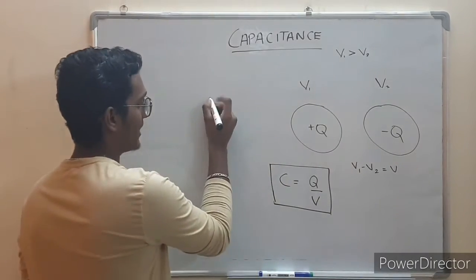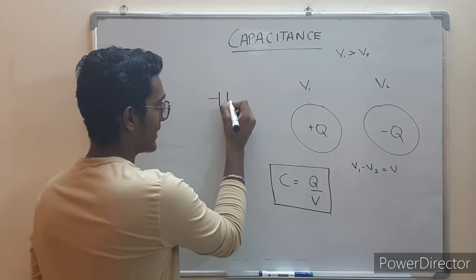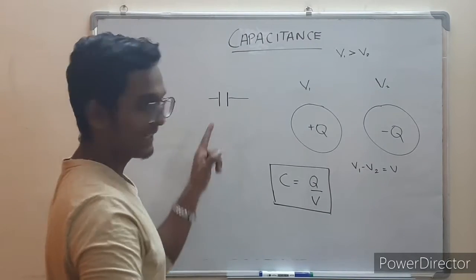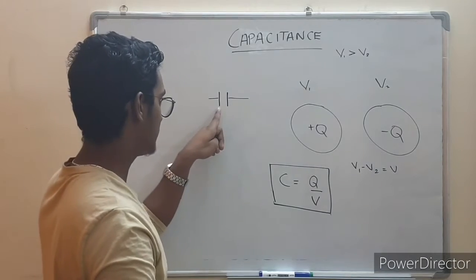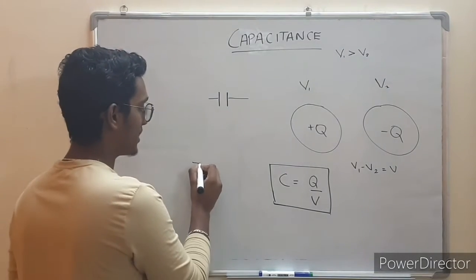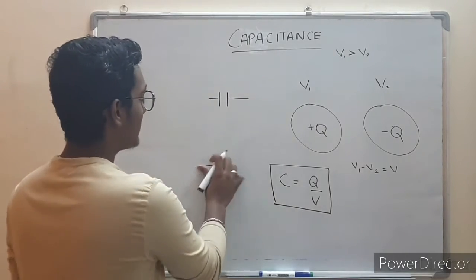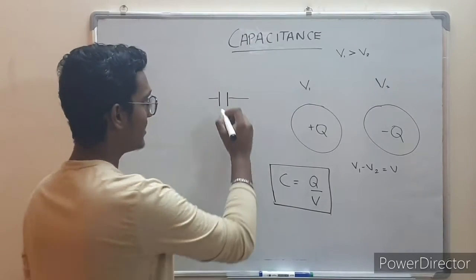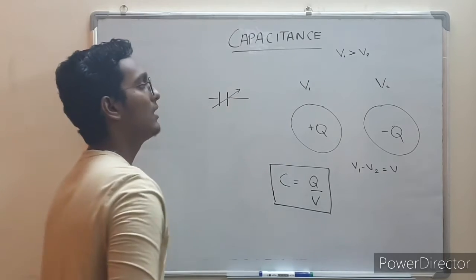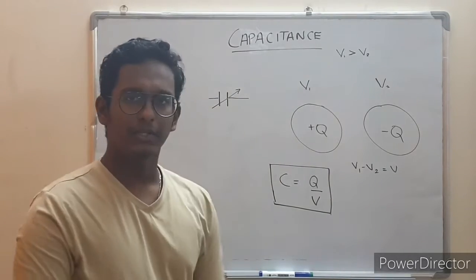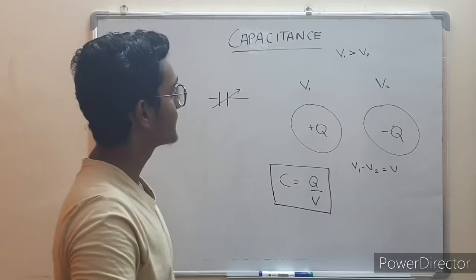It is denoted by this symbol in circuit diagrams. It looks like a cell, but it is not. Both have equal lengths. In a cell, it's one shorter line and the other one is a larger line. So this is a capacitor, and if you need to show a variable capacitor, it would be in this way. Okay, so these are the basic things you need to know. Now let's proceed to the derivation.